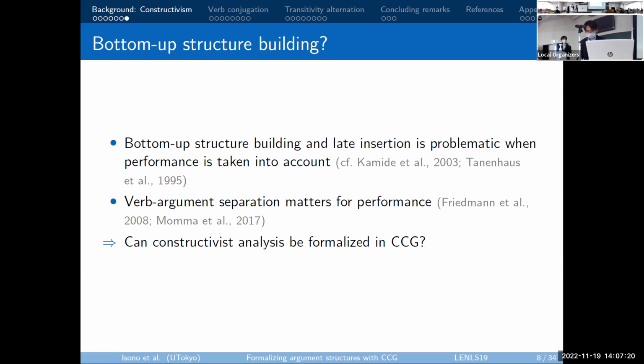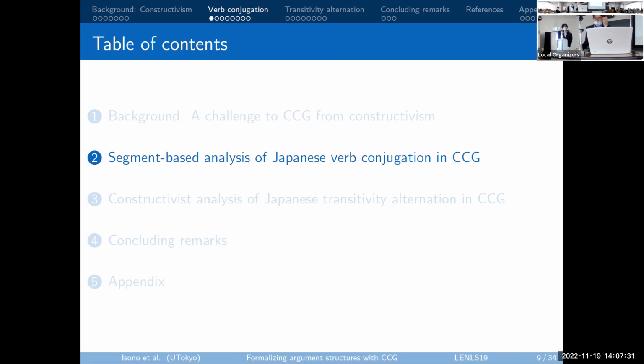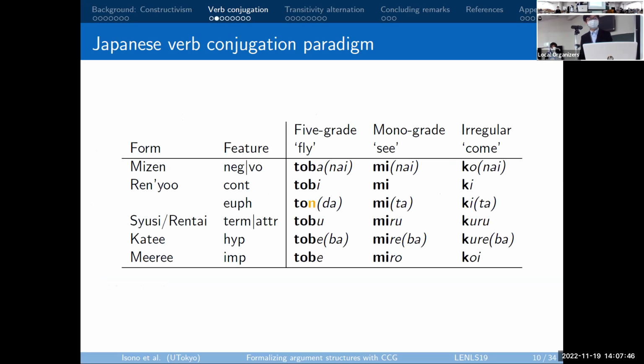performance compatible. So in the current study, we use the Japanese verbal domain as the test case, since it has a transitivity alternation paradigm that is morphologically visible. In the next part, we first discuss how the Japanese verbal conjugation can be formalized in CCG, and then build on that analysis, develop an analysis of the transitivity alternation in the third part.